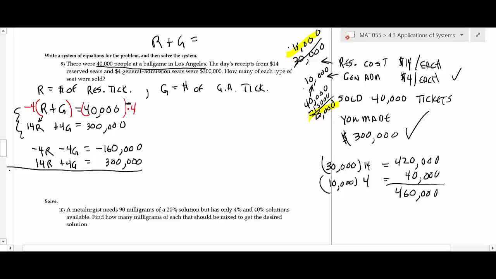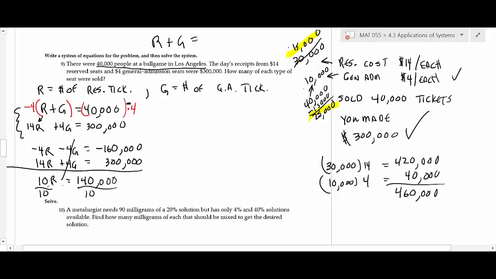Okay, everybody following okay? So now what? Add them together. Okay, you always add. You wanted that to cancel. That's why we did what we did. This is going to add up to 10R. Okay, that's going to be, if you did that on the calculator, I think you would get 140,000. Okay, 300 minus 160 is 140. So then what?